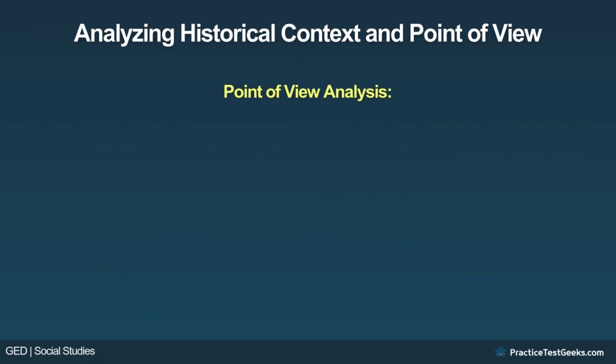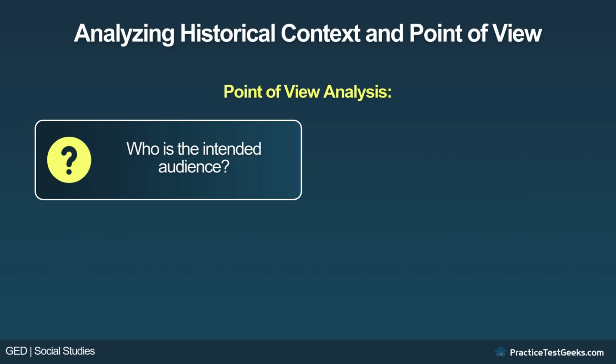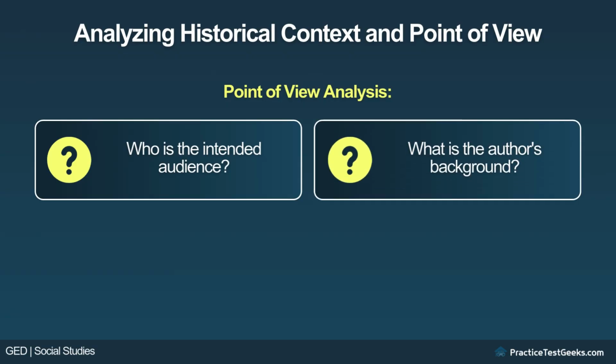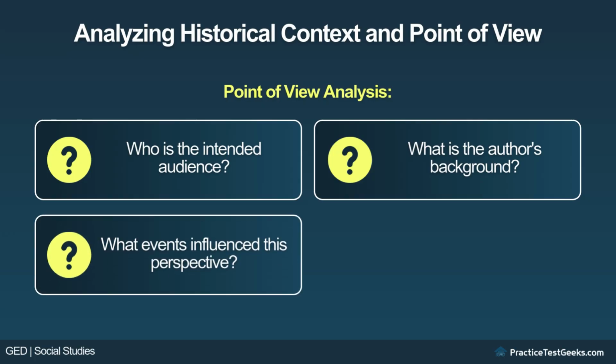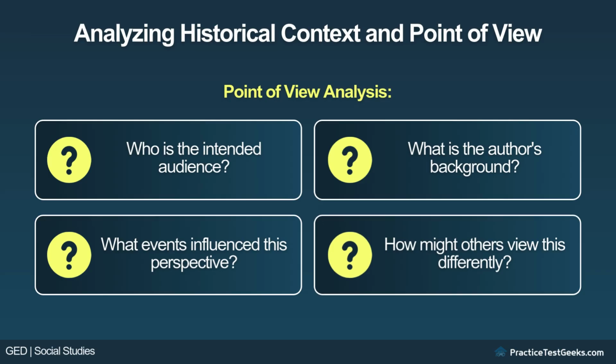For point-of-view analysis, ask these key questions. Who is the intended audience? Scholars, politicians, or general public? What is the author's background, their education, profession, and personal experiences? What events influence this perspective? Recent wars, economic changes, or social movements? How might others view this differently? Consider gender, class, race, and geographic differences in perspective.